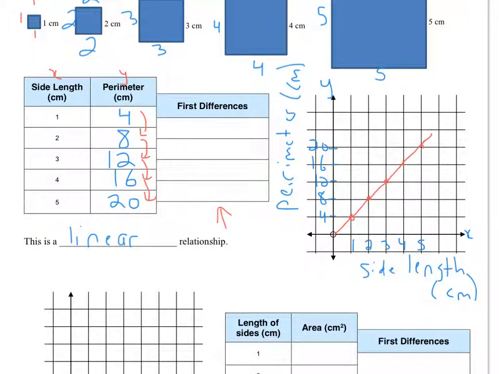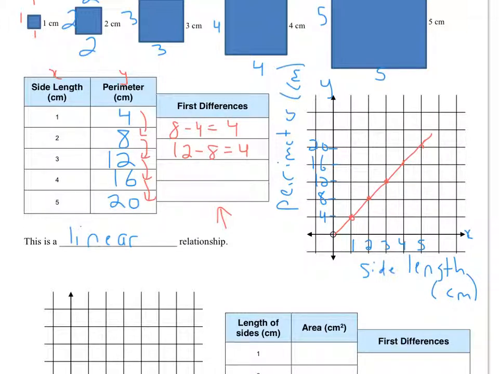You can easily see in your head that you're adding 4, but sometimes these numbers won't be as easy, so it's good to take the second number and subtract the first number. This is what you're doing in your head, but it is worth writing down. So you're taking your second y value, subtract your first y value. And then to get your next first difference, you're taking your third y value and subtracting your second y value. So 12 take away 8, which is 4.